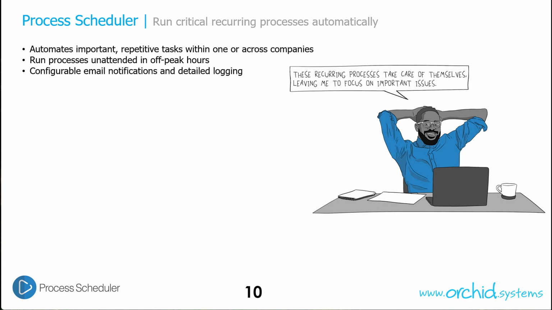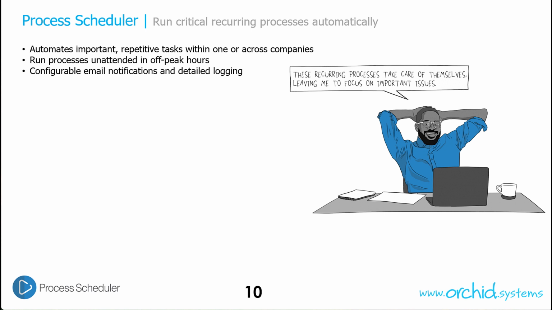Thanks, Natalie. And we're now on to product number 10, Process Scheduler. Process Scheduler allows you to automate important, repetitive tasks within one Sage 300 company database or across multiple Sage 300 company databases. It allows you to run these processes unattended in off-peak hours, and you can configure email notifications and detail logging for the various tasks depending on the task you're running.